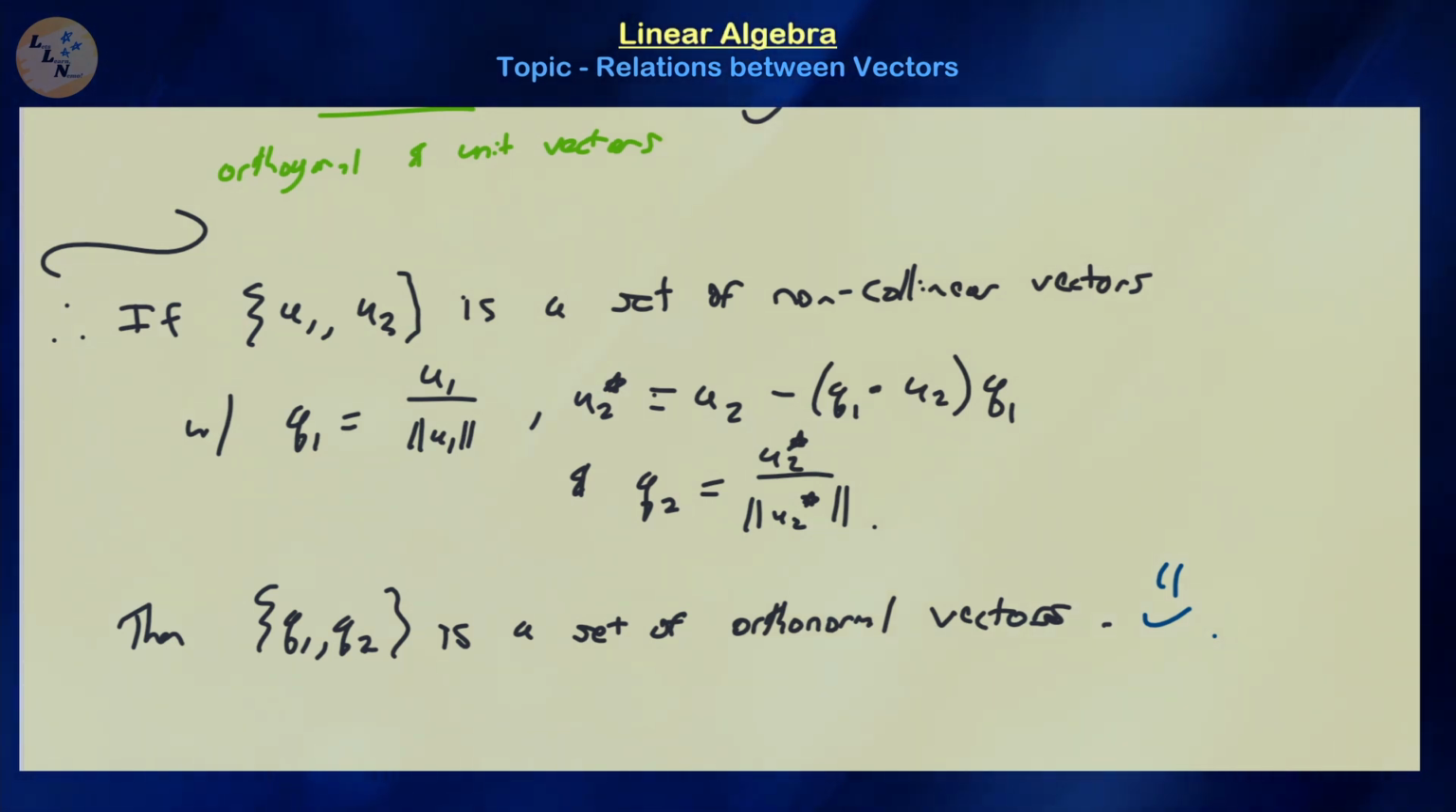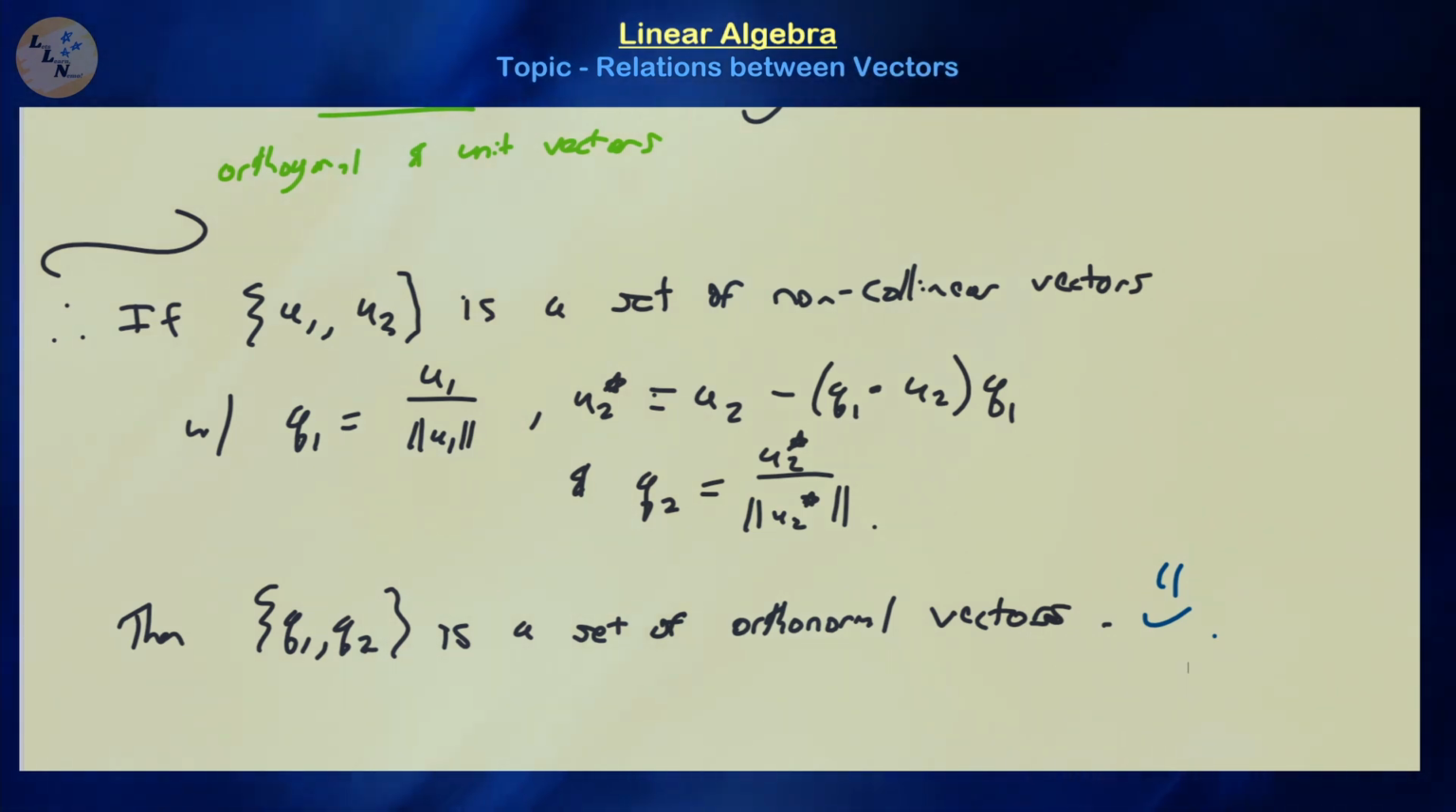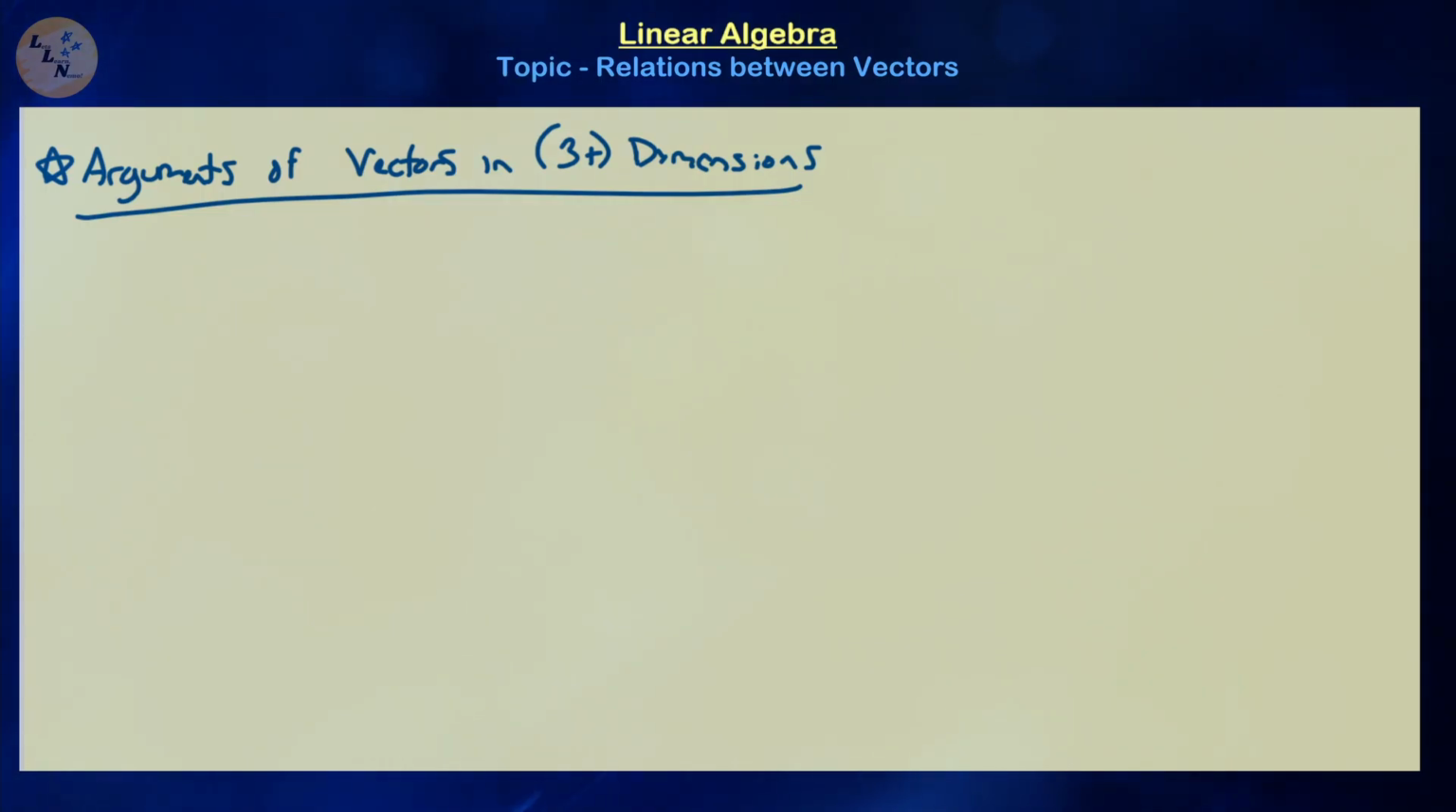So without further ado, let's do another important relation between vectors, in particular the arguments of vectors in dimensions higher than 2 dimensions, since at this point we've only talked about arguments in 2D. Now that we've developed a formula that allows us to calculate the angle between any 2 vectors regardless of the dimensions we're in, we can use this to generate a nice little way of calculating the arguments of vectors in 3 or more dimensions. So let's see if we can construct such a procedure.